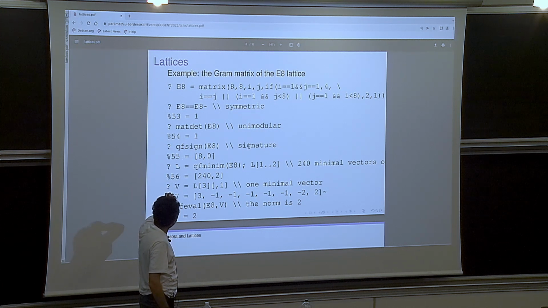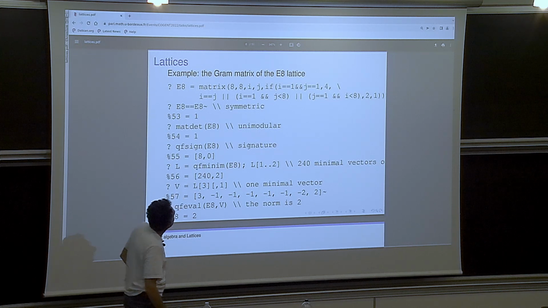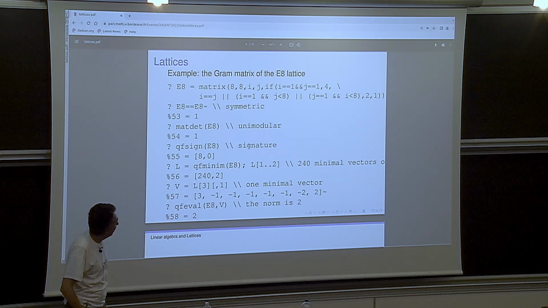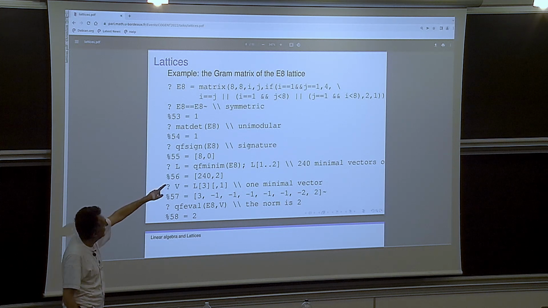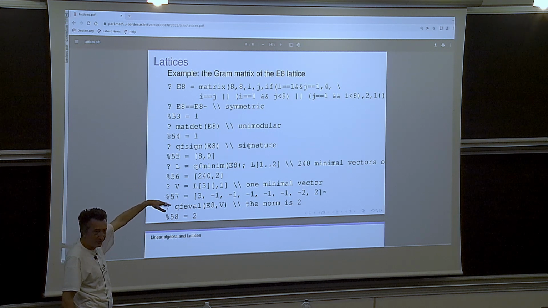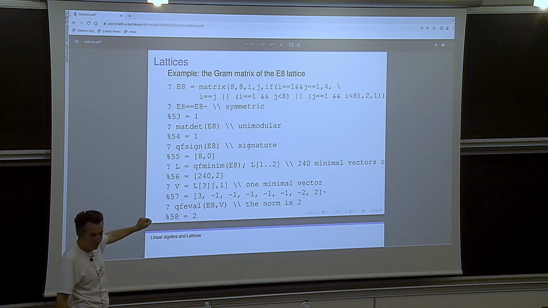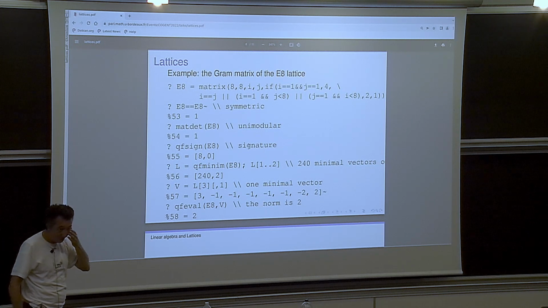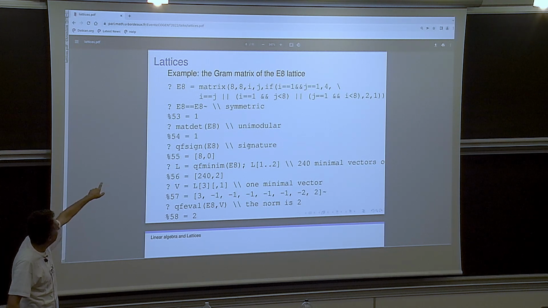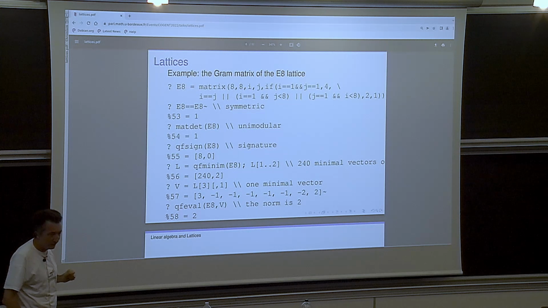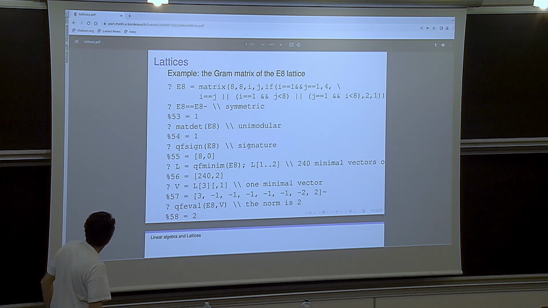You want an 8 by 8 matrix with component i and j, and you say, okay, if it's coefficient 1, 1, it's 4. If it's on the diagonal, or it's on the border, but not the end of the border, it's 2. And otherwise it's 1. Okay? So this is an if statement, you see? And so, this gives you one definition of the Gram matrix for E8.